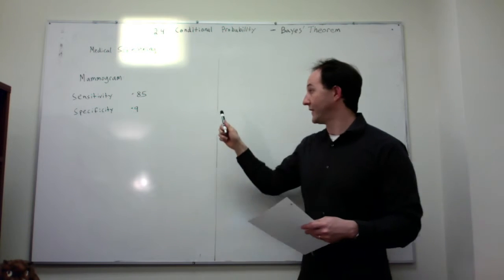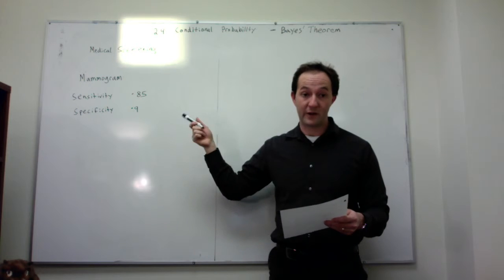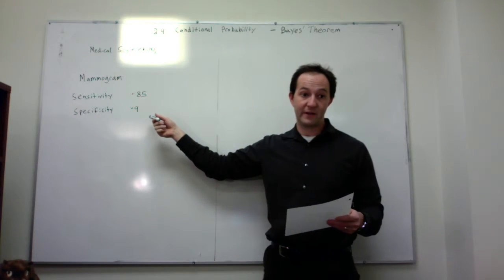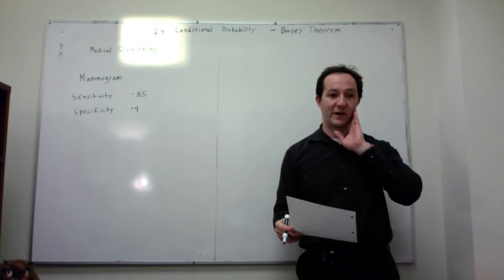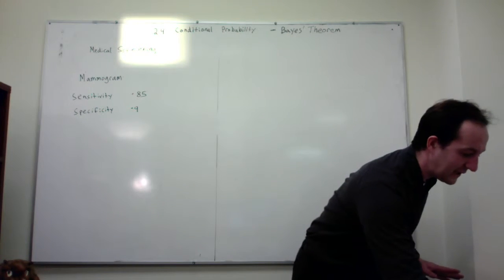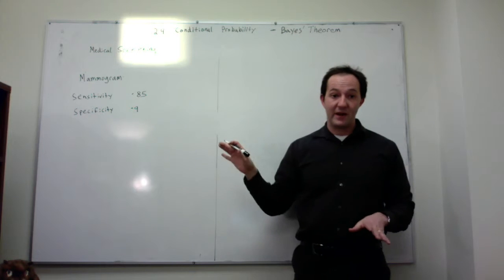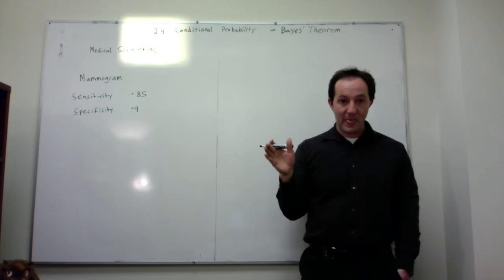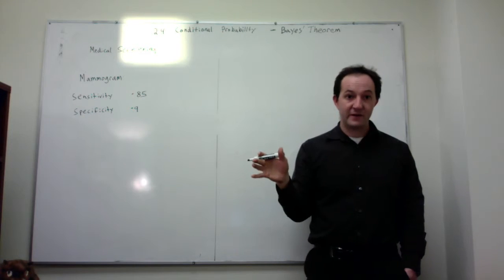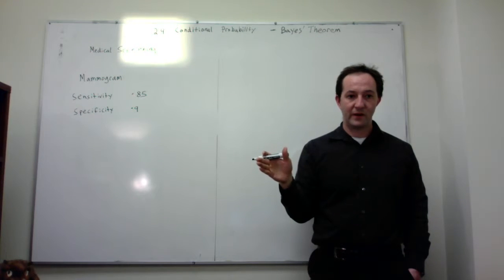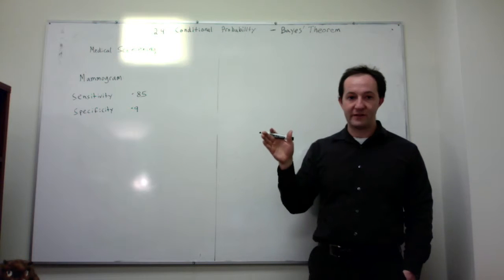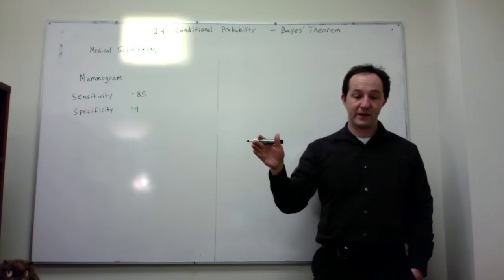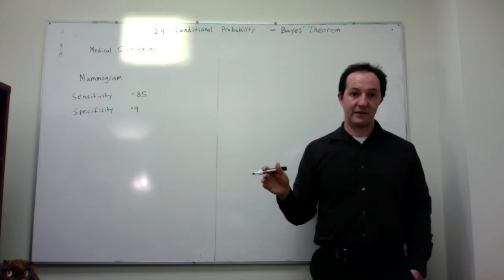These are often given in terms of percent, but I've converted them just to probability. So a sensitivity of 0.85 and a specificity of 0.9. What these mean, I didn't define these, but sensitivity is if a person has the particular disease that the test is testing for, then the sensitivity is the probability that the test will give a positive result given that the person has the disease.